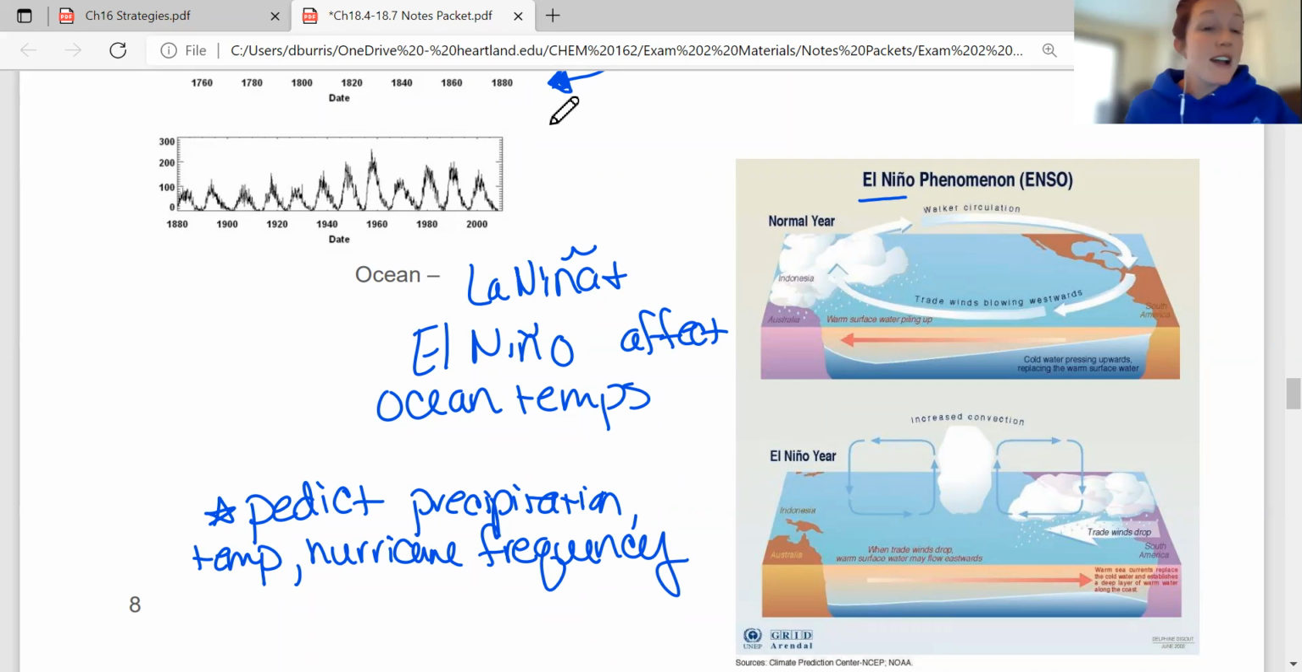Yep. So 5 degrees may not sound like much, right? But that would be enough to melt the ice caps and cause all kinds of problems. So thank you for looking that up. I appreciate it.